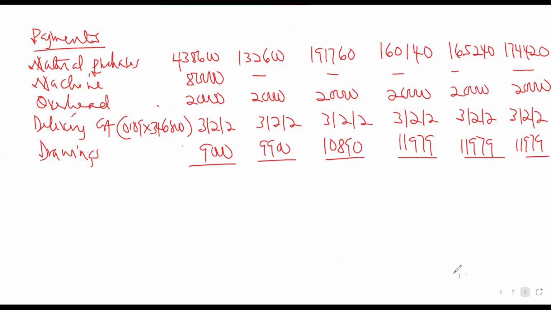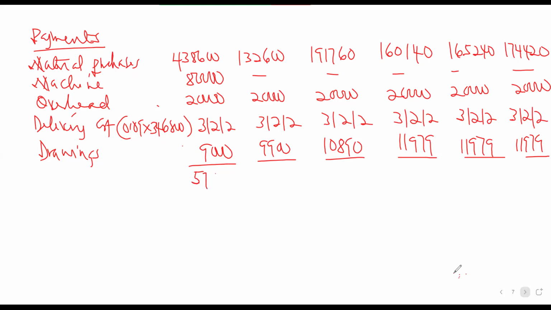Why didn't we add the capital to start the business? The capital will become the opening balance. It's an opening balance, so that will come as opening balance under the first month. Okay, so 438,600 plus 80,000 plus 20,000 plus 31,212 plus 9,000.